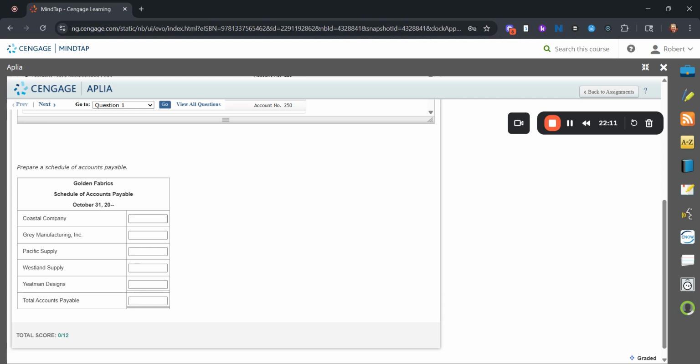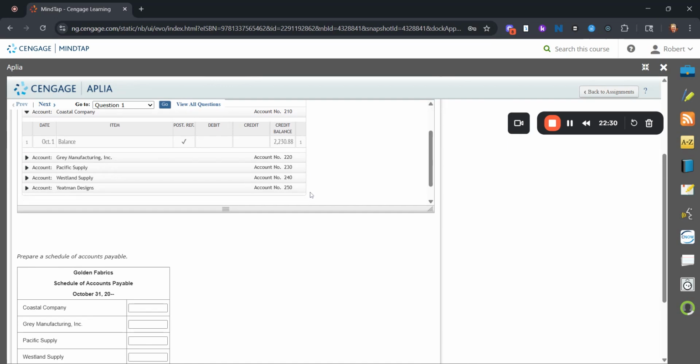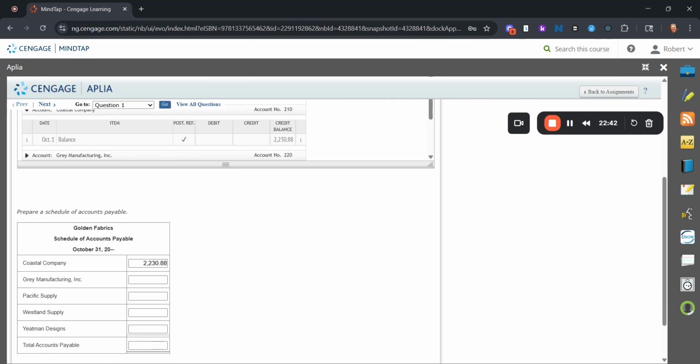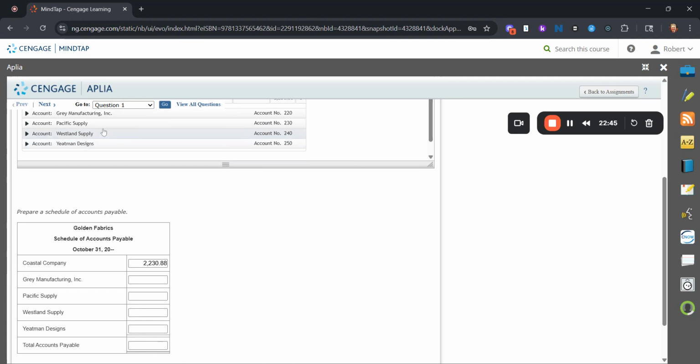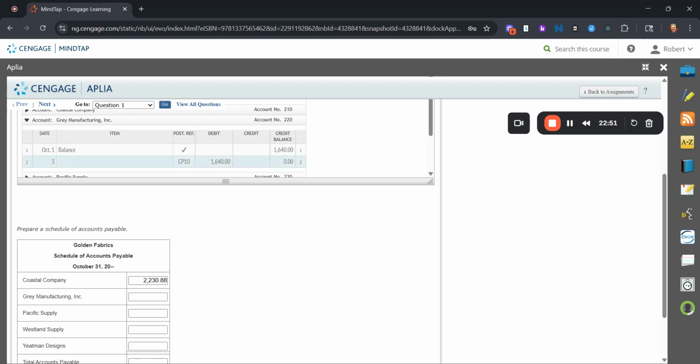So this is just going to be filling in the balances that are still out for these accounts. The amount that still needs to be paid to those accounts. So we'll get these amounts from the ledgers. So let's go to Coastal Company. So the balance for Coastal Company is $2230.88. Then we have Gray Manufacturing. Gray Manufacturing, their most current balance is 0. So I can put a 0 there.